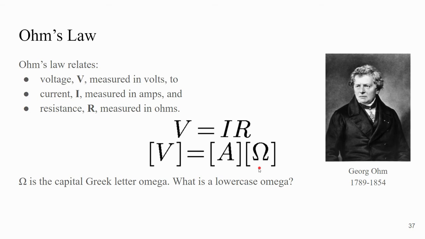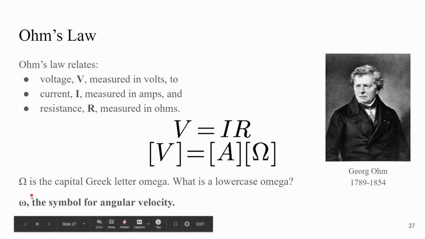It's not basically, it is my favorite Greek letter, capital omega. It's just really cool looking. So that's a capital Greek letter omega. What is a lowercase omega? We actually learned this last year. It looks like a W, basically. It's the symbol for angular velocity. That's lowercase omega. This is capital omega.